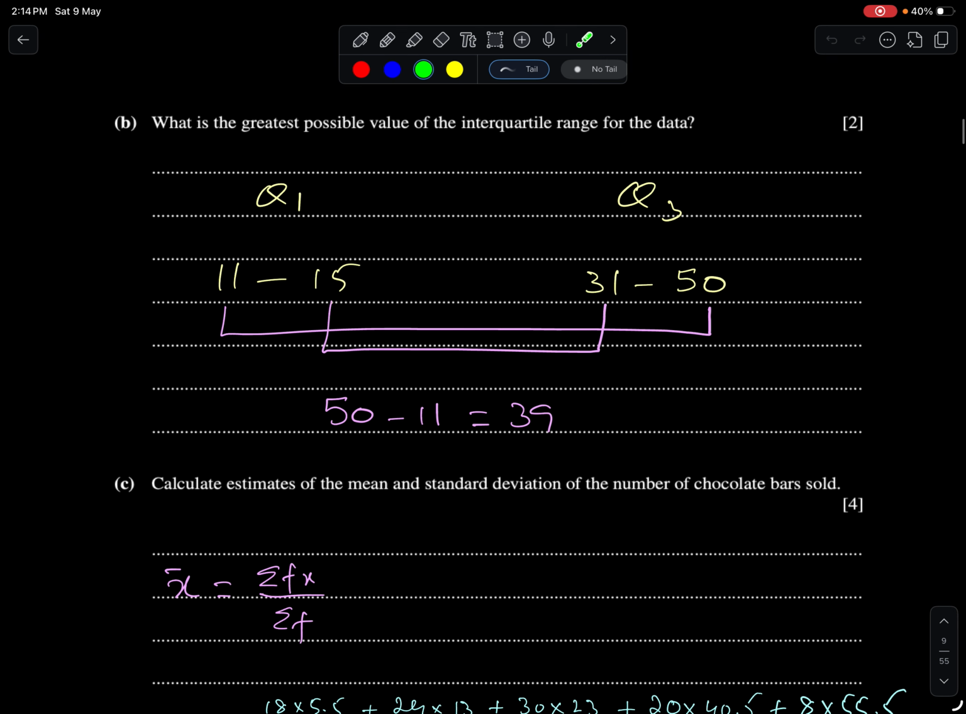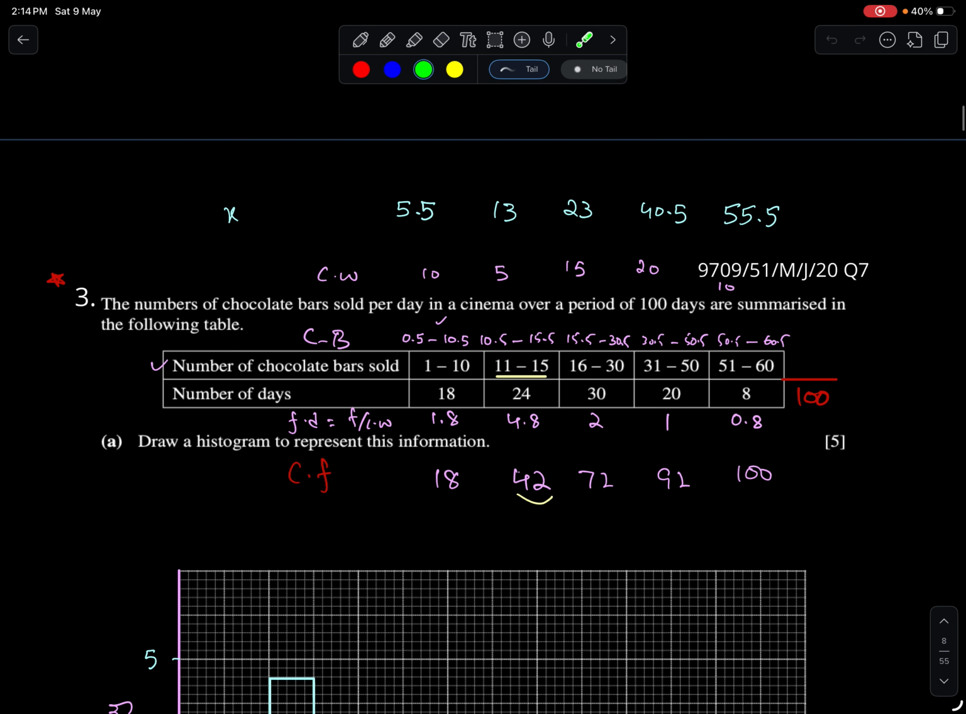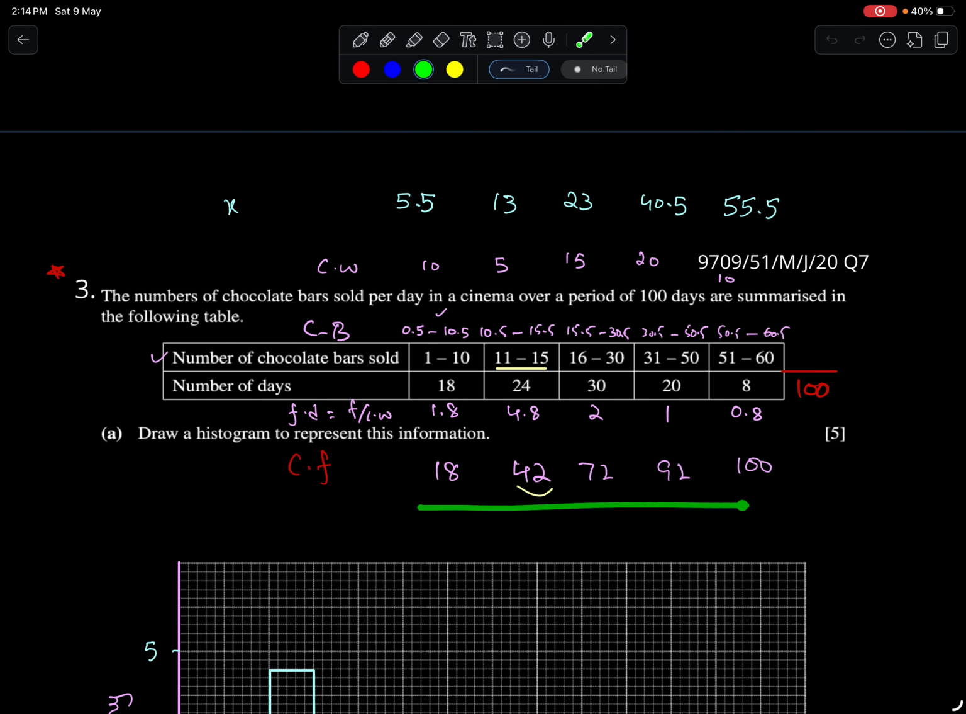What is the greatest possible value of IQR? For that you have to draw cumulative frequencies. For IQR or median, always get cumulative frequencies. Now take 50% of this, 25% of this, which is 25, lies here. So this is the interval of Q1. Q1 lies in this interval. 75 lies here. This is the interval of Q3. 31 to 50, 11 to 15.